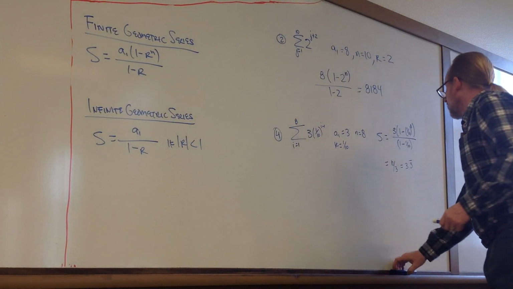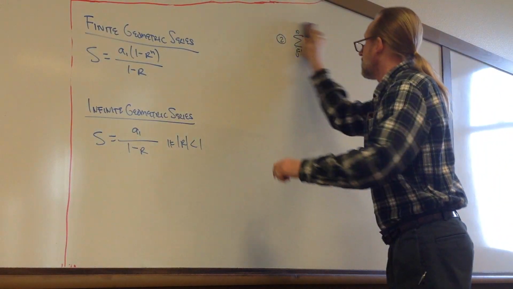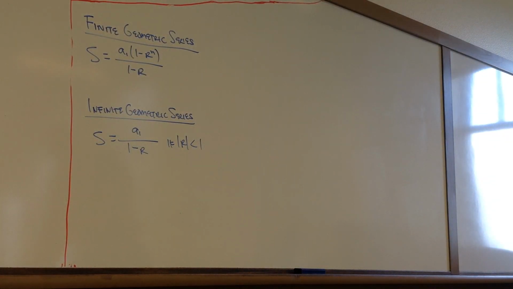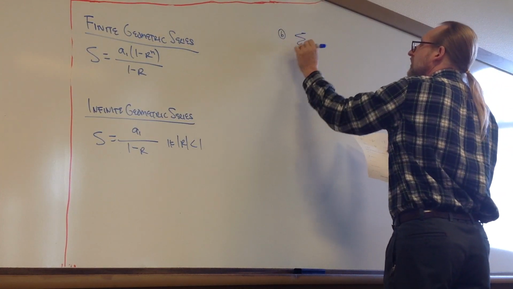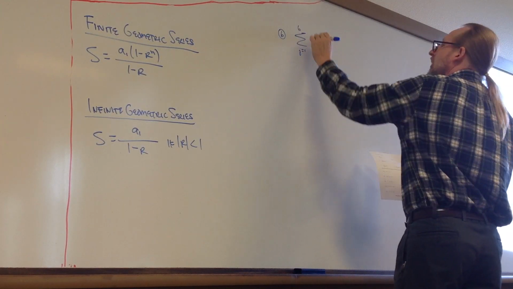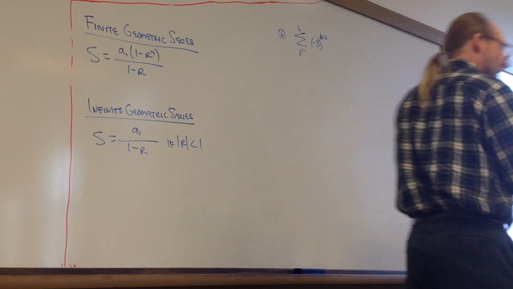Okay, let's look at a couple more of these, and then we'll look at those problems in the second section of the handout. Let's see here, problem 6. We've got a sum, j runs from 1 to 6, -3 to the k minus 2 power.